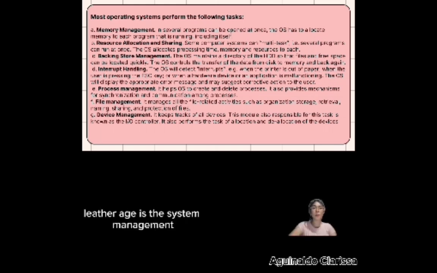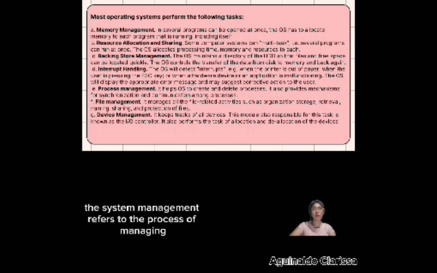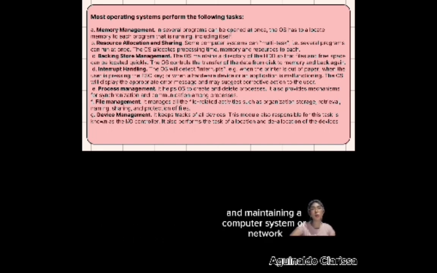Letter H is system management. System management refers to the process of managing, monitoring, and maintaining a computer system or network to ensure it operates efficiently, effectively, and securely. System management provides improved system reliability and uptime. Second one is enhanced system security and compliance. Third is increased system performance and efficiency. Fourth is simplified system management and maintenance. And the last one, fifth, is better decision making through real-time monitoring and analysis.